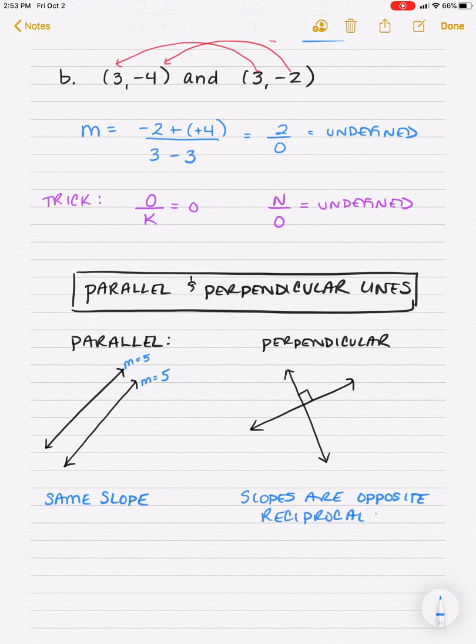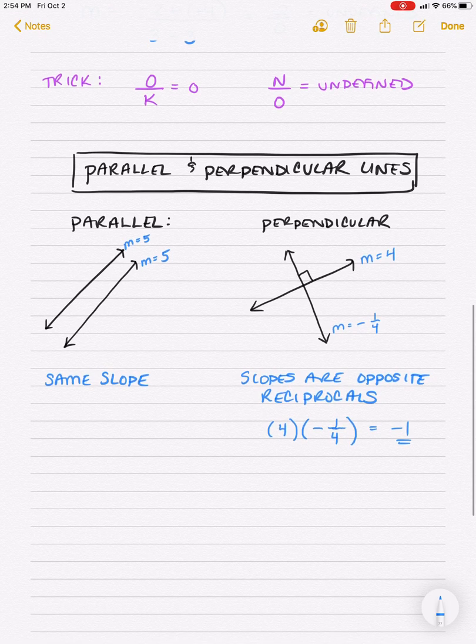So one is going to be positive and one is negative, and the other thing we're going to do is flip the fraction. So let's suppose here that this line has a slope of 4. Then the slope of this line is going to be a negative, and we're going to flip the 4/1 and make it -1/4. And so what you will find with opposite reciprocals is when you multiply a number by its opposite reciprocal, you will always end up with -1. So if you ever feel like you can't tell whether or not something's an opposite reciprocal, you can always try that trick right there.